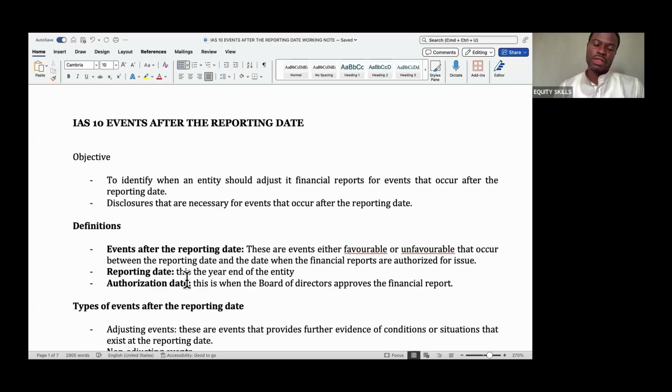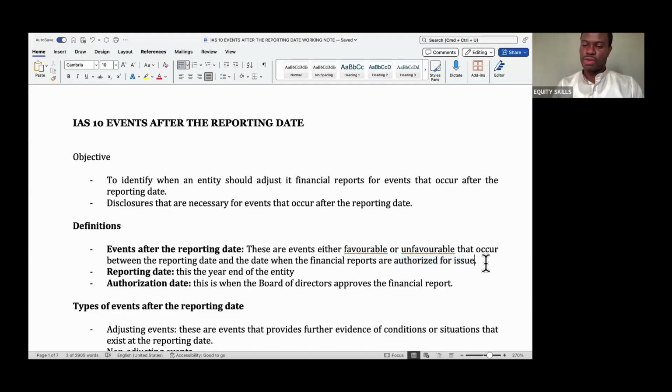So you would usually sit down and approve the financial statements. That is when they authorize it for issue. When the board of directors, especially for a quoted company, approve the financial statement, they will have a sitting to approve it. So it is when they have approved it that it's now authorized for issue.